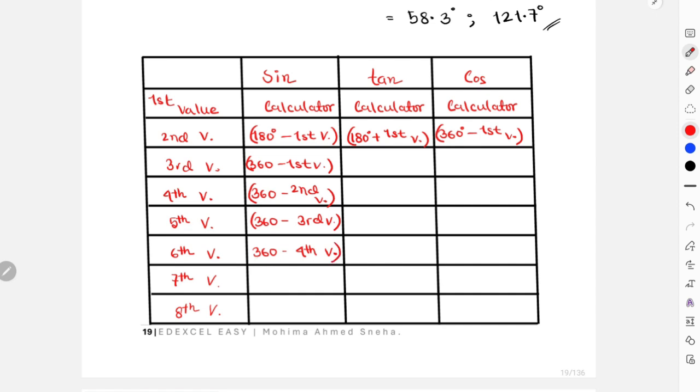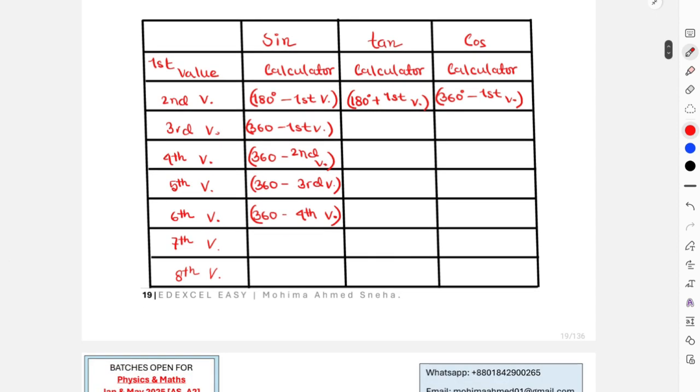You can clearly understand the pattern, right, that after the second value the process is the same. 360 minus first, 360 minus second, 360 minus third, 360 minus fourth, and then 360 minus fifth for the seventh value, and then 360 minus sixth for the eighth value. Right, this is the process for sine.